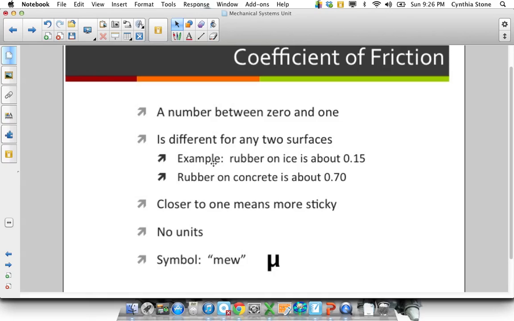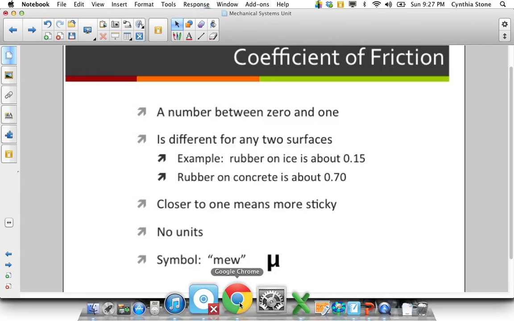Anyway, that's the thing, this coefficient of friction, any two surfaces would have a different number, right? So if rubber on ice is 0.15, concrete would be 0.7, a bigger number, closer to 1, more friction, more sticky. It doesn't have any units, and it has that symbol, almost like a cursive U, but mu is actually what it's called, and it's a Greek letter.